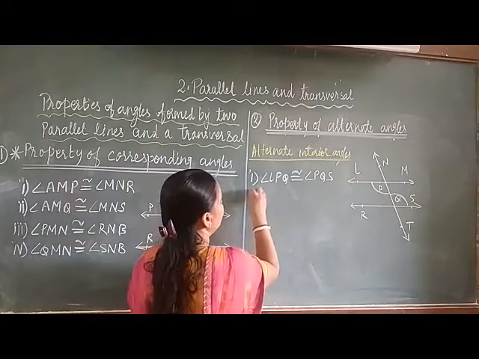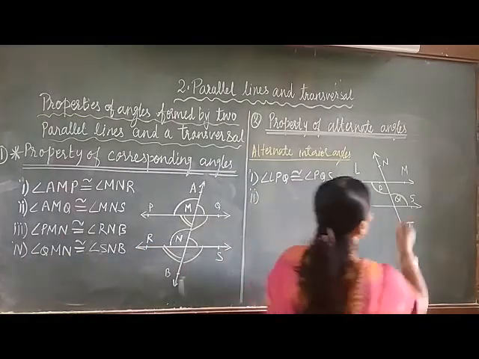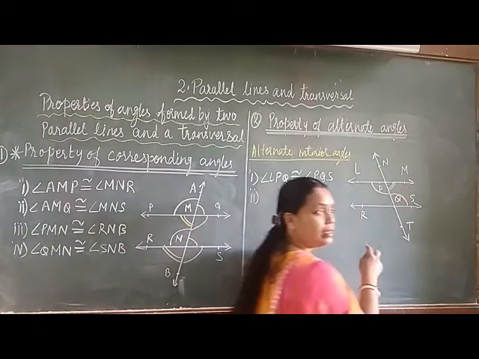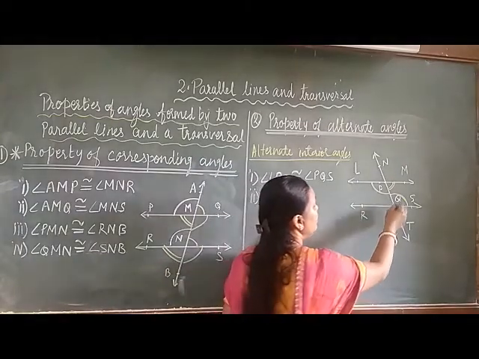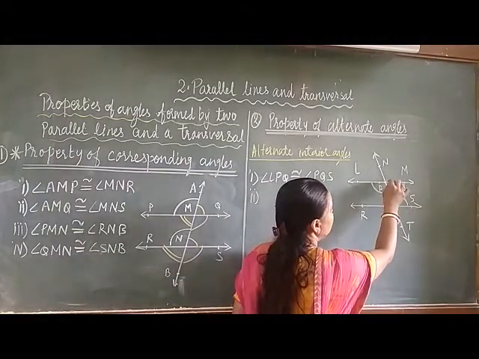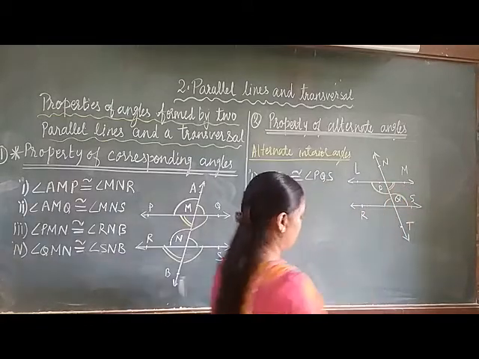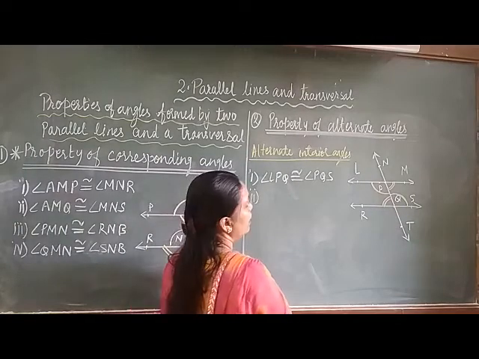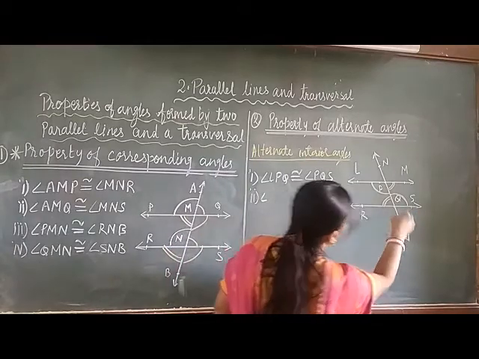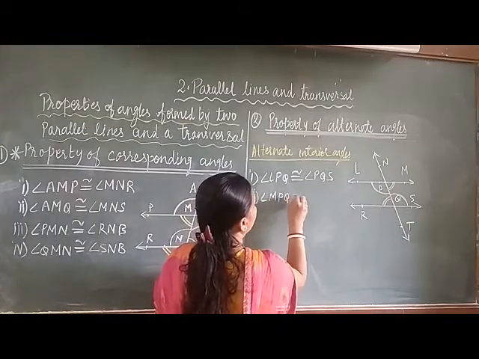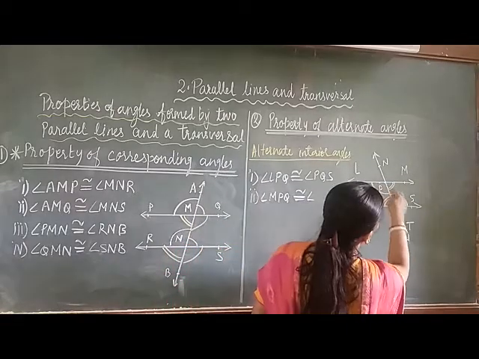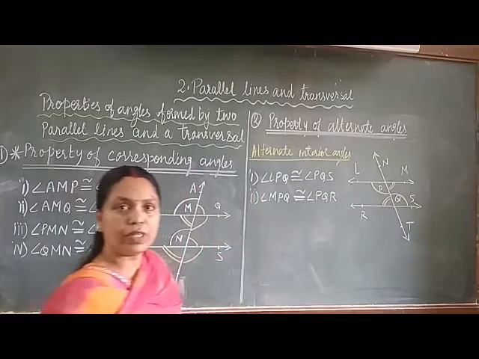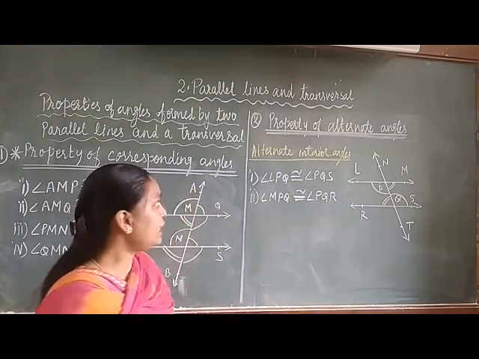Second pair of alternate interior angles. If I take this angle NPQ, it is the alternate angle to this angle, angle PQR. So here the second pair we can write: angle NPQ is congruent to angle PQR. Okay, these are alternate interior angles.